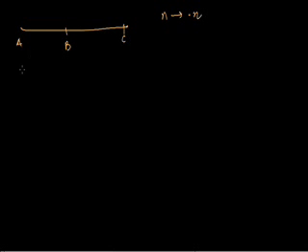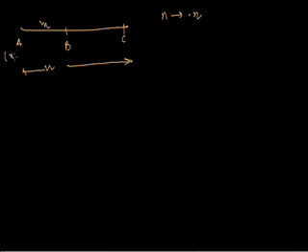Now we will derive the formula for the external division. For external division, we will just replace n by minus n. So we have points A and B and C dividing externally in the ratio m is to n.